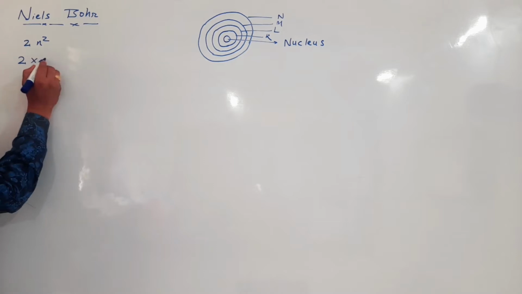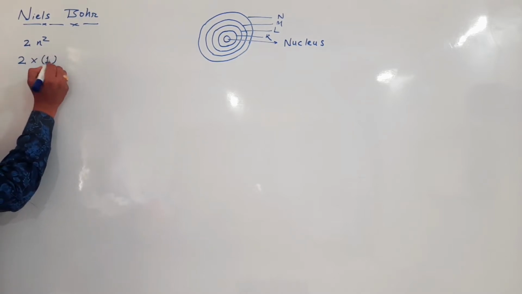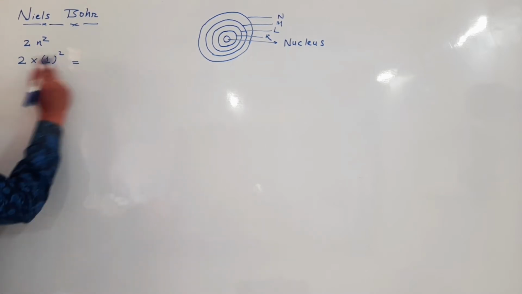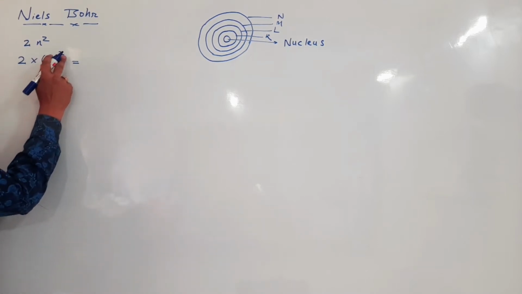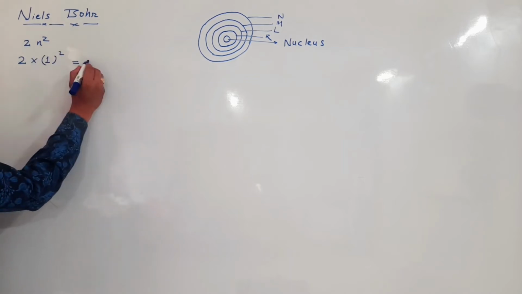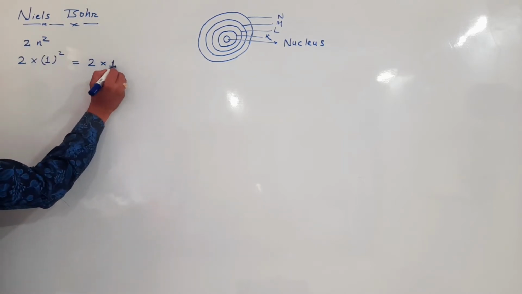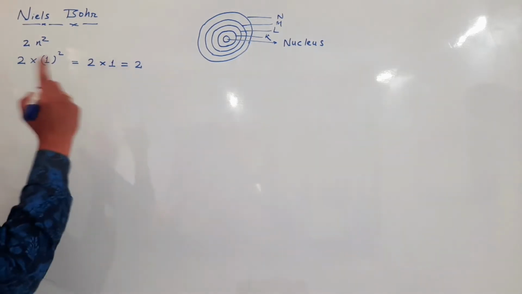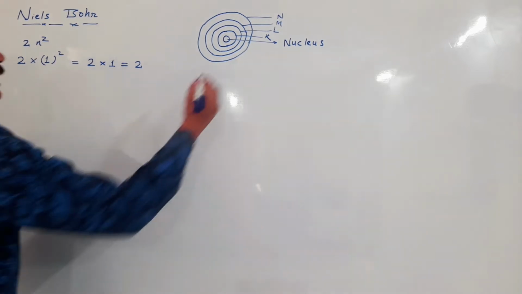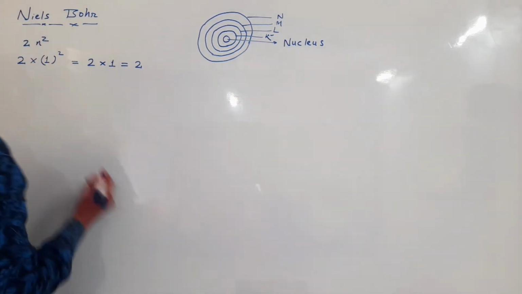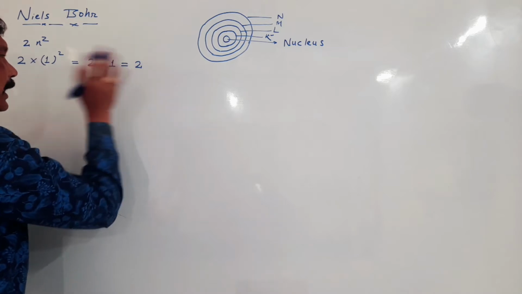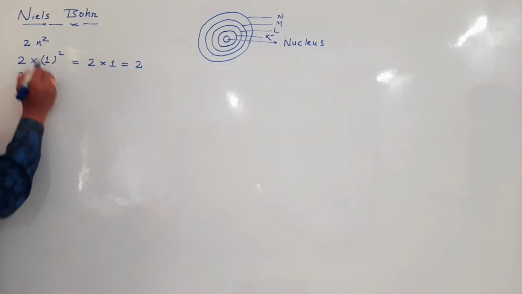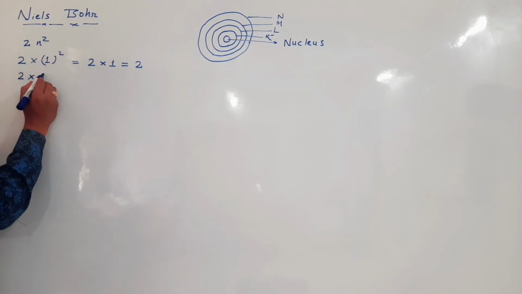2 into 1 square is equal to 2 into 1 square is 1. So 2 into 1 is equal to 2. So my dear student, in the first shell, which is named as K, the number of electrons present will be 2.